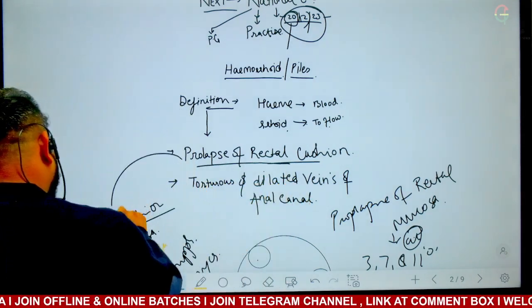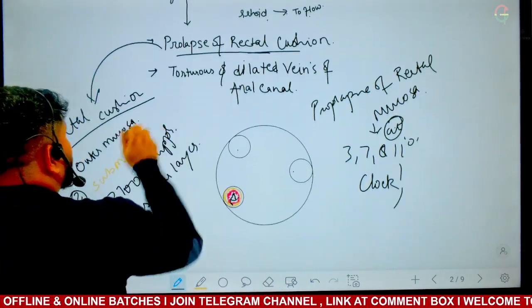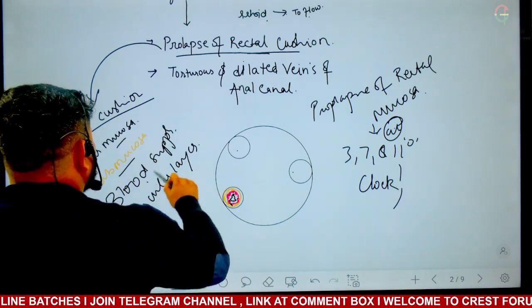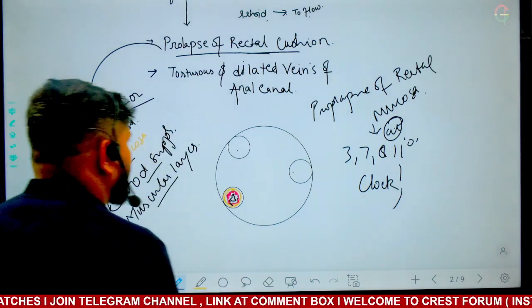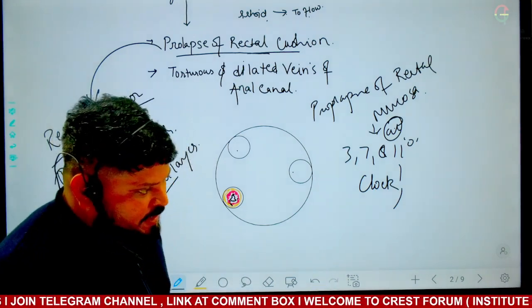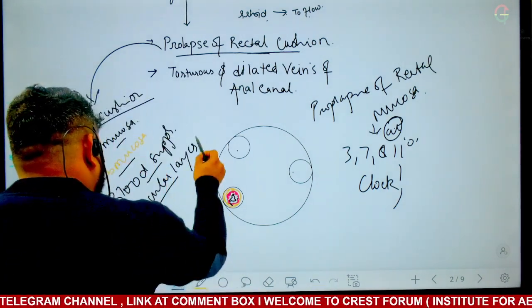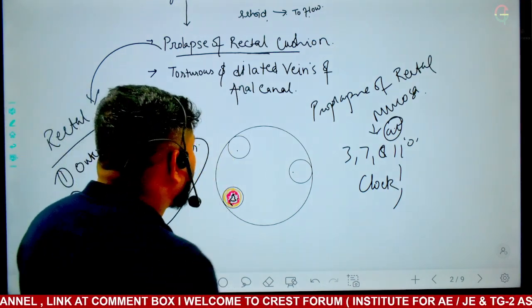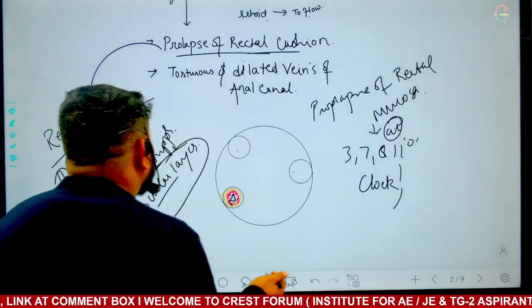Rectal cushion is made up of 4 constituents: outer mucosa, inner submucosa, blood supply and muscularis layer. When all these layers get prolapsed, it is hemorrhoids.